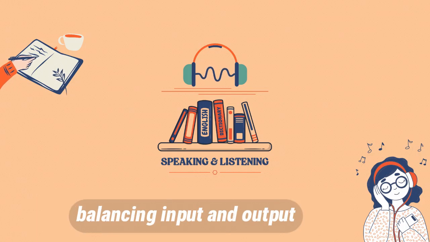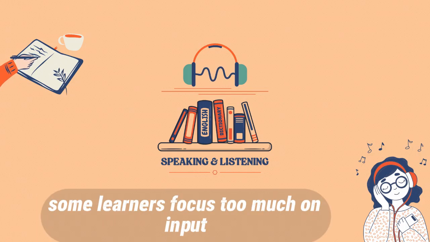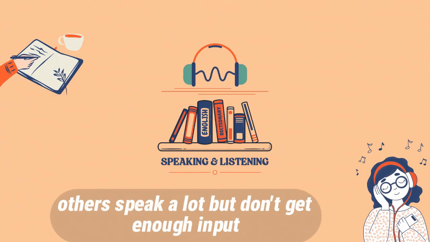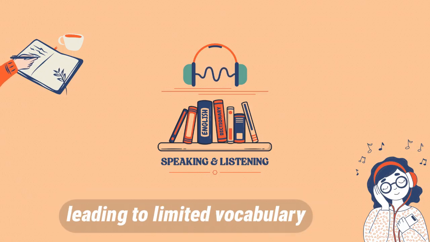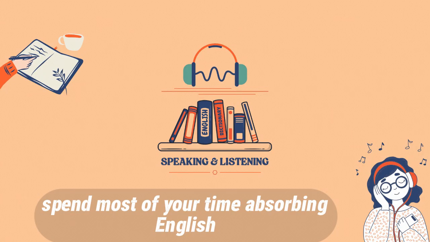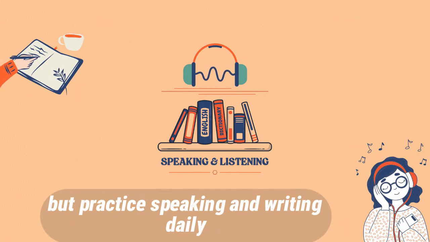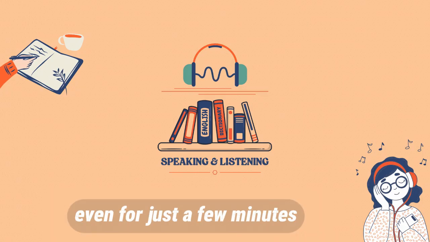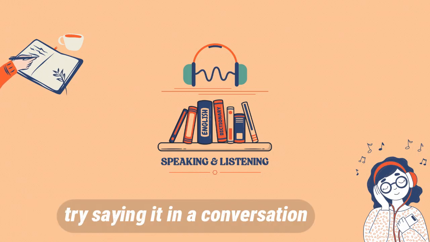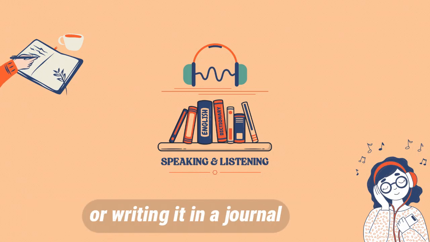Balancing input and output. Some learners focus too much on input and avoid speaking or writing due to fear of mistakes. Others speak a lot, but don't get enough input, leading to limited vocabulary. A good rule of thumb is 70% input and 30% output. Spend most of your time absorbing English, but practice speaking and writing daily, even for just a few minutes. Use what you learn. If you hear a new phrase in a podcast, try saying it in a conversation or writing it in a journal.